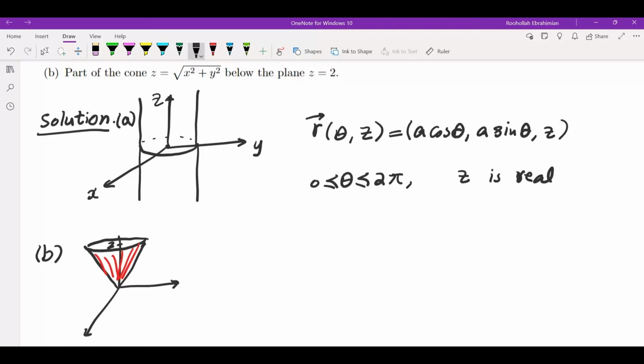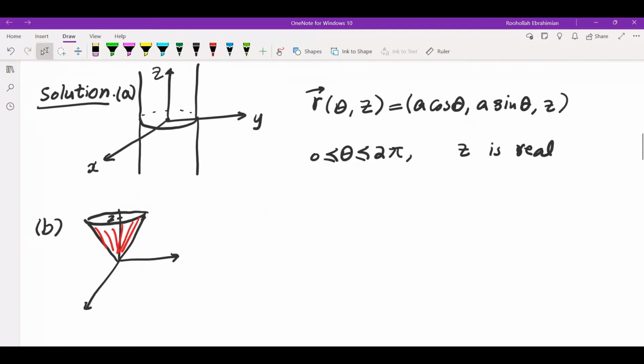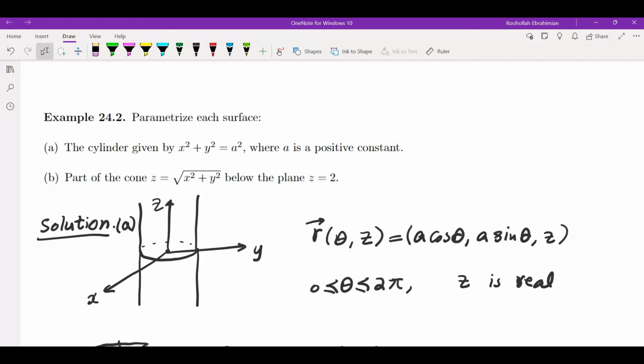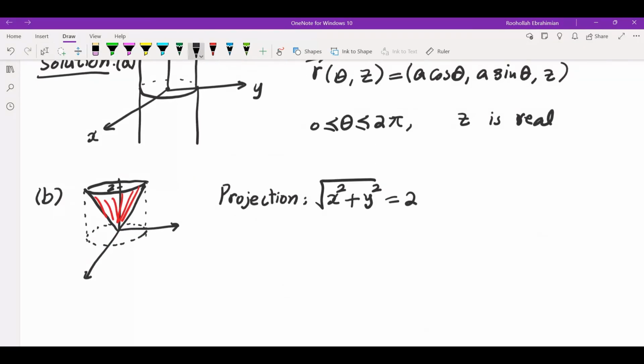So how can we parameterize this? Well, there are a couple different ways of parameterizing this. We can look at the projection onto the xy plane. If we project it onto the xy plane, then we're going to get a disk. So the projection onto the xy plane is going to be x squared plus y squared equals 2, or in fact the square root of that equals 2. So this gives us a circle of radius 2. So this is the projection onto the xy plane.